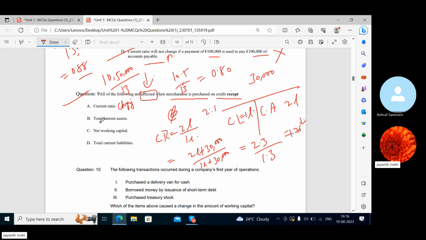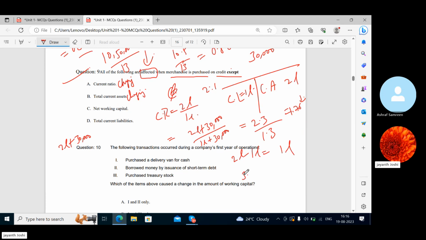Total current assets. Yes, if I take 2 lakhs plus 30,000 of inventory, it is becoming 2.3 lakhs. It is changing. What about working capital? I will see. Previously my working capital was 2 lakhs minus 1 lakh, which was 1 lakh. Now it is 2.3 lakhs minus 1.3 lakhs, sorry. Still it is 1 lakh, no? Do you think any change? So this is not changing. Current liability will increase by 30,000. This is changing. So the answer is this one. Okay. Let's go for the next one.